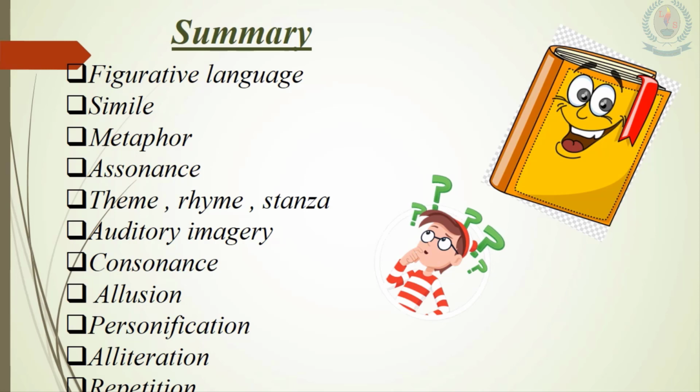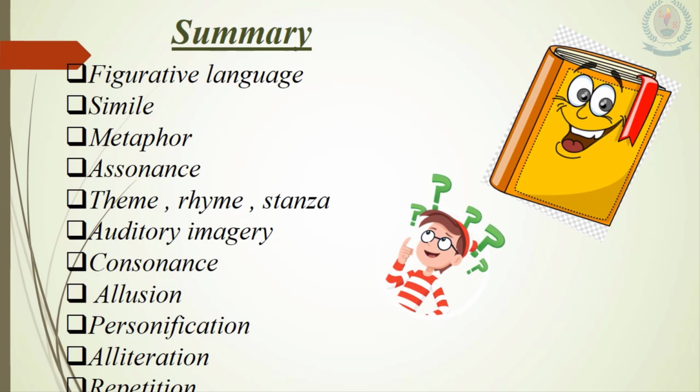Today this is the summary of the lesson. Today I introduced you to some of the literary devices. So we learnt about figurative language, right? Figurative language comes across in prose and poetry. And what do you mean by a simile? Simile is a comparison using like or as, and metaphor is also a comparison but without the words like or as. Assonance is all about the vowel sounds in a sentence or a phrase.